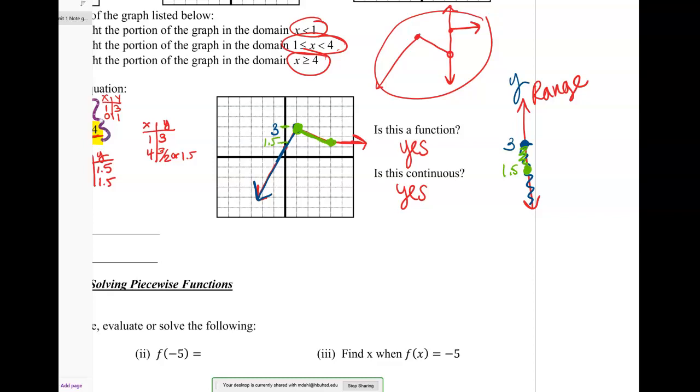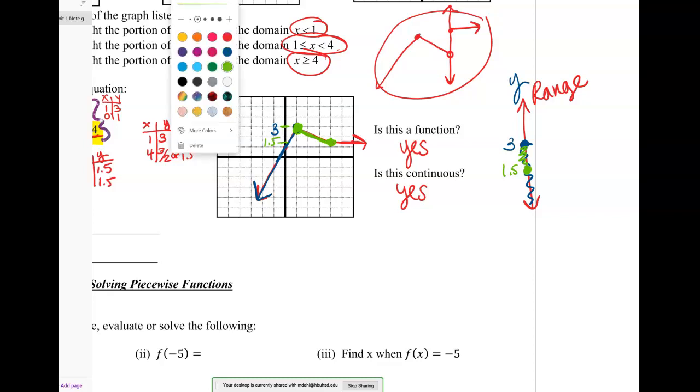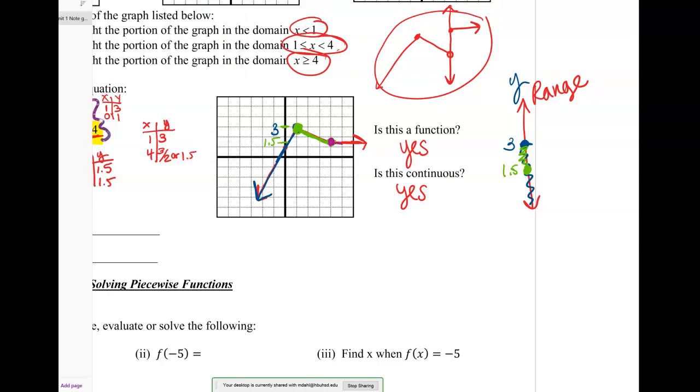Third and final piece, when I look at that piece, this piece is here at 1.5 and continues to the right, but y value wise, all of those points just stay at 1.5, right? Which is kind of weird. That means the range for that one piece is just the number 1.5. That is the only y value it ever reaches. So it just hits this point again.